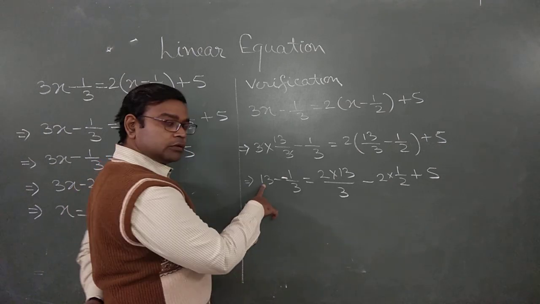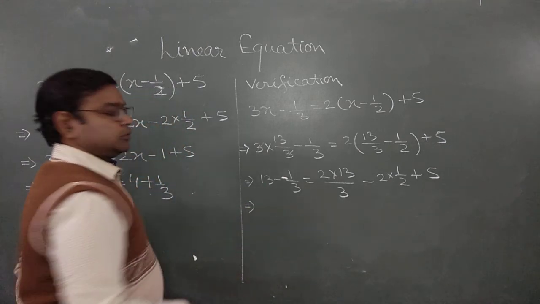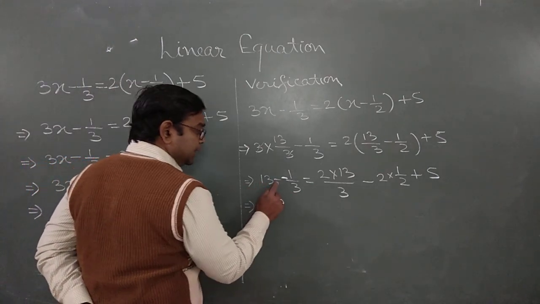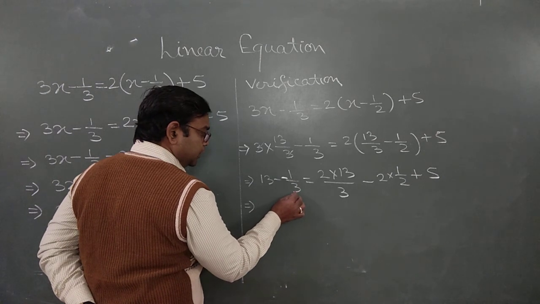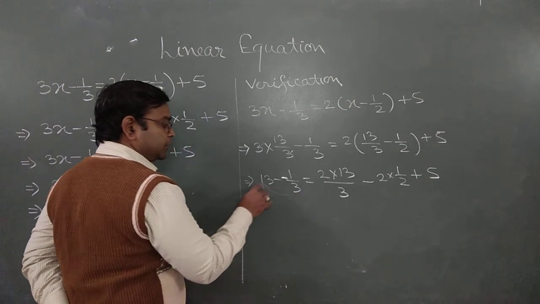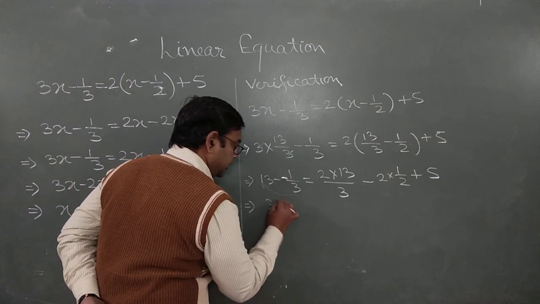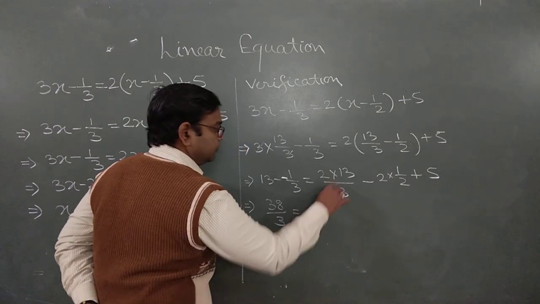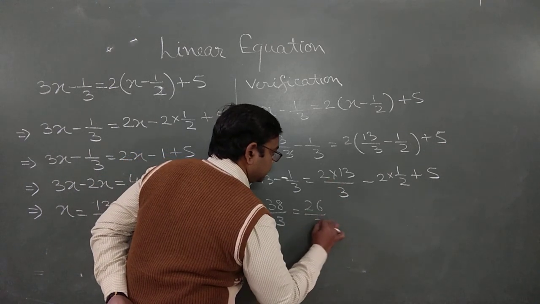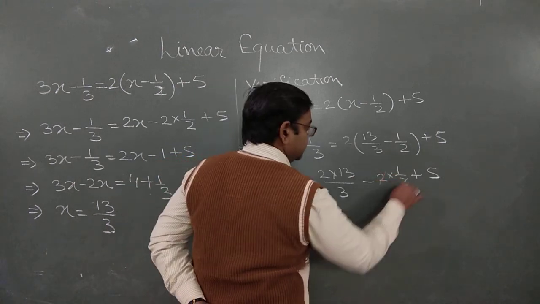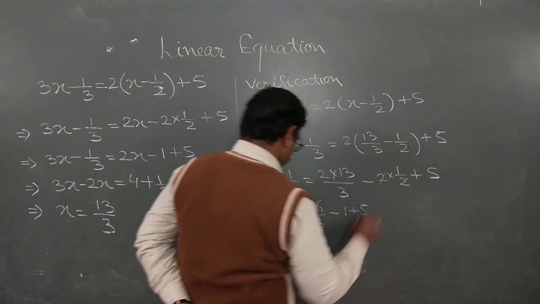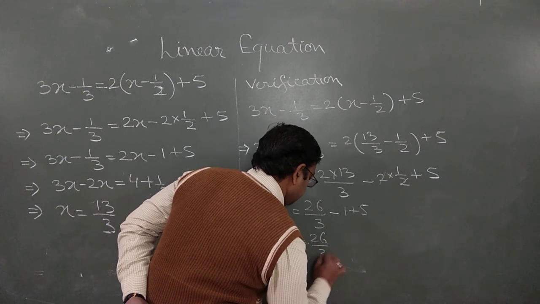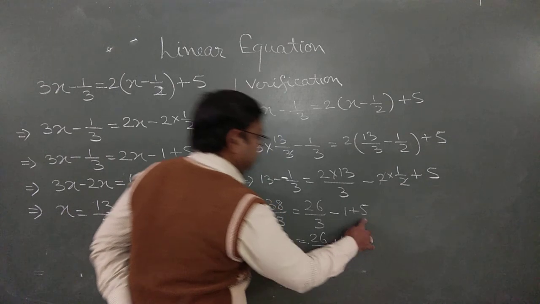13 3s are 39. 13 3s are 39, and 39 minus 1. See this side. 3. How do we solve? 3 into 13 is 39. 39 minus 1 is 38 upon 3. Likewise, you must solve this type of condition. Here we have what? We have 26 upon 3 minus 2 cancel each other. 1 plus 5. It's 26 upon 3 plus 4.